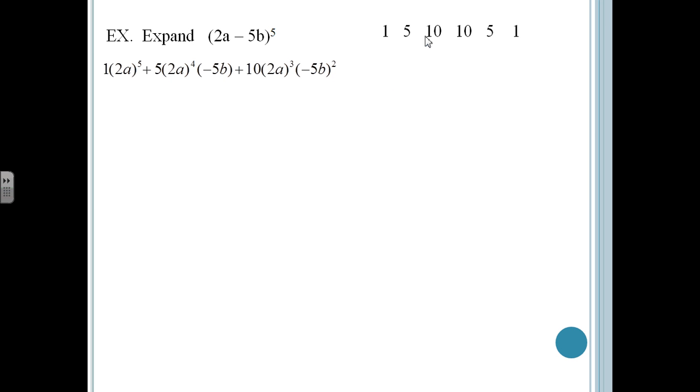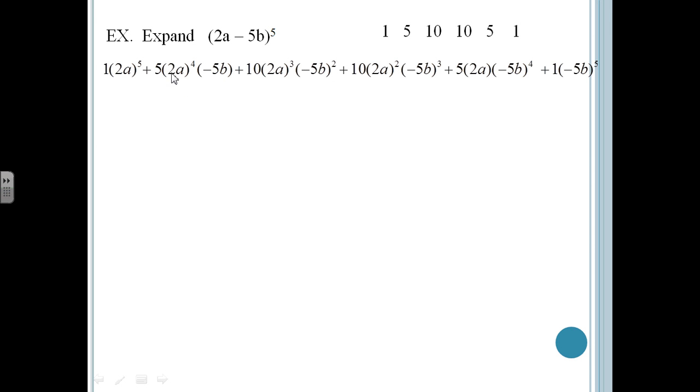Next coefficient is 10. Then we have the 2a cubed and the negative 5b squared, and so on and so forth. You can see what all of these are going to end up looking like. So once we write all of that out, now we have to go through and actually multiply everything together to get the final answer. So you have to watch out for a couple things.